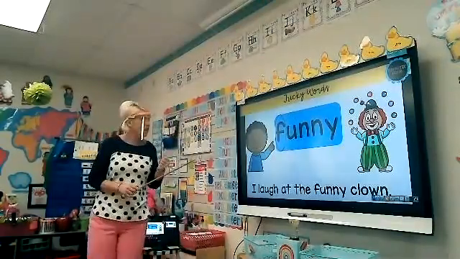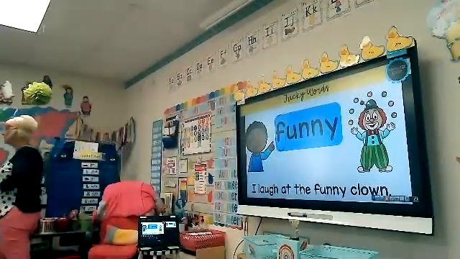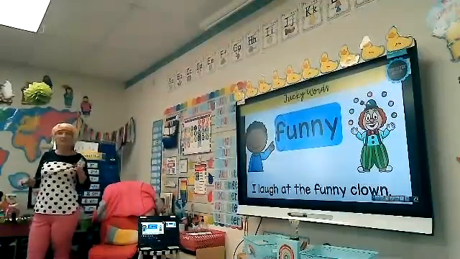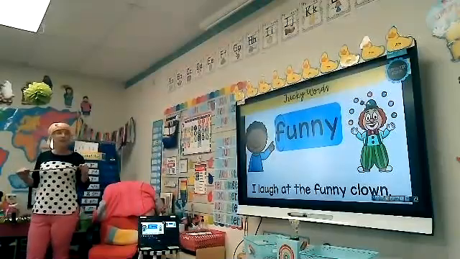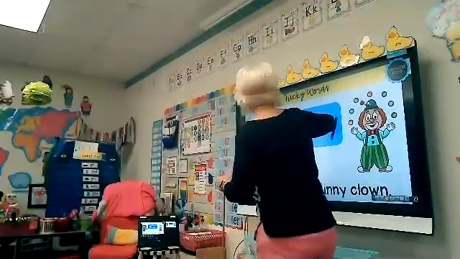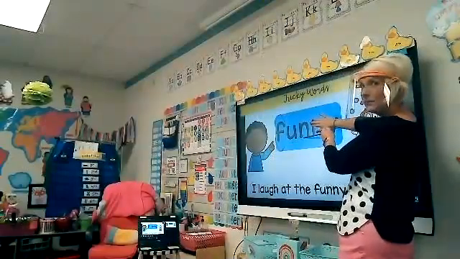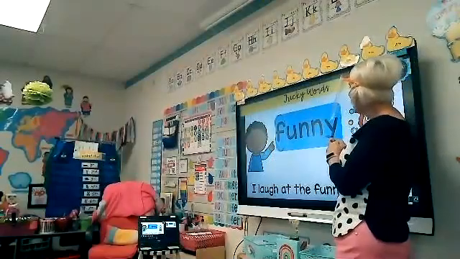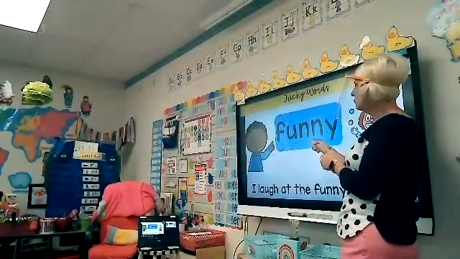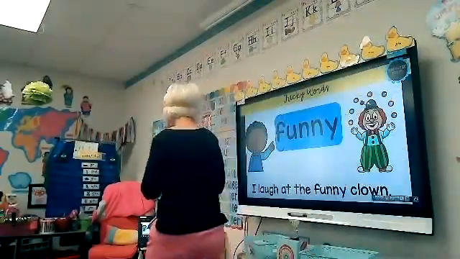Today, this is our tricky word. Who knows what this word is? I bet a lot of you do because we've already had it on our sight words, haven't we? Yes, Dylan, what is this word? Okay. Close. If I cover up this N-Y, yes, that is the word fun, right? But this N-Y changes the whole word. Olivia, do you know what this word is? Funny. Good. Funny.